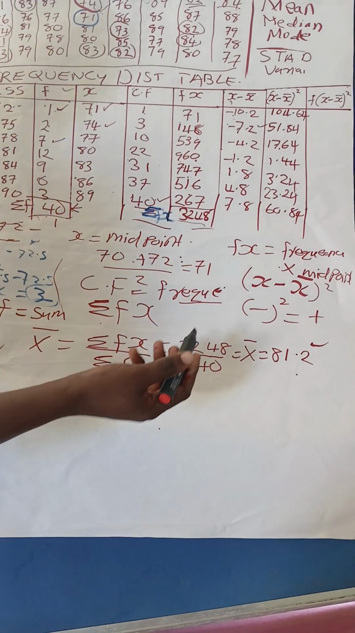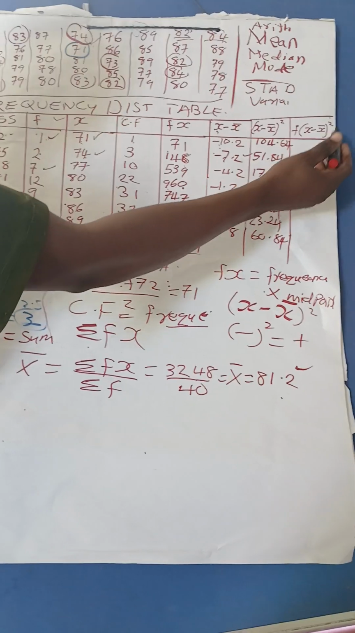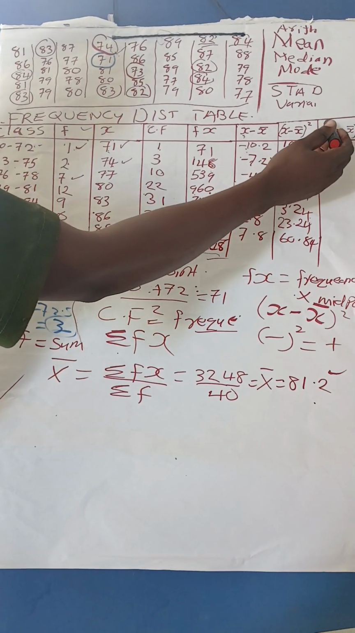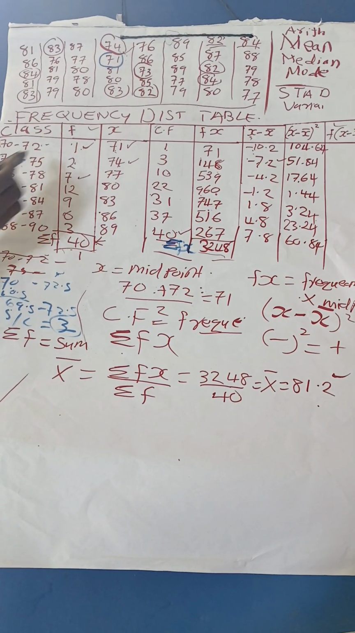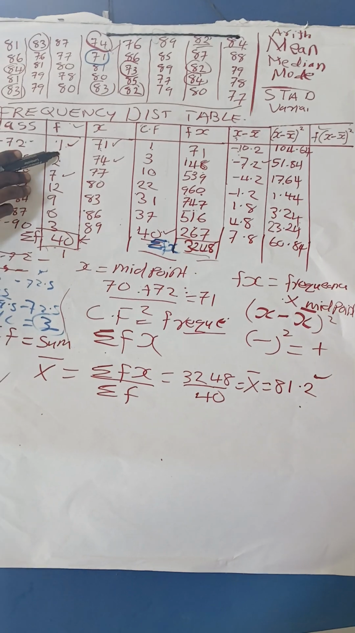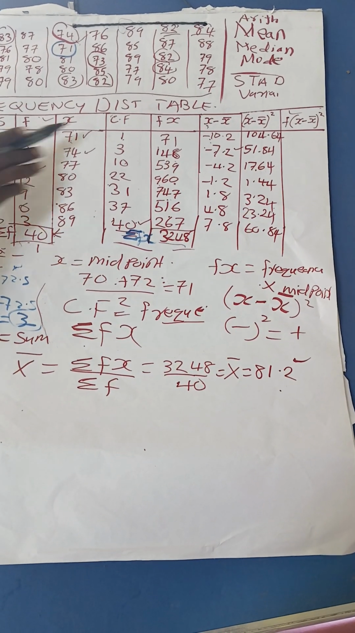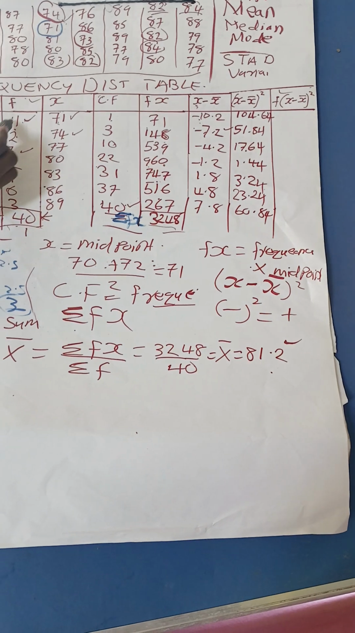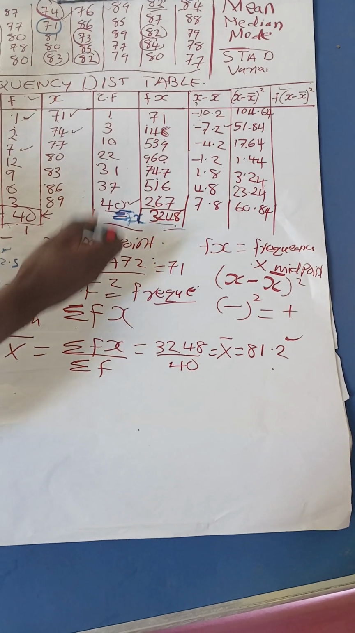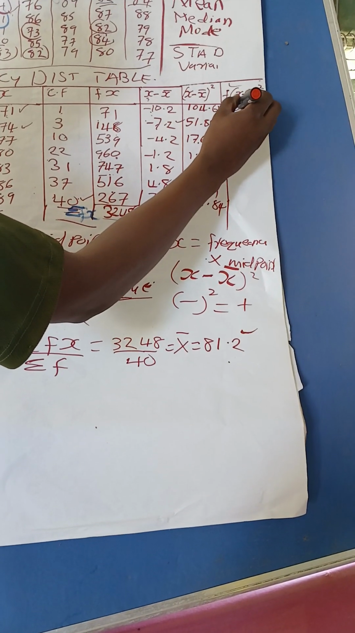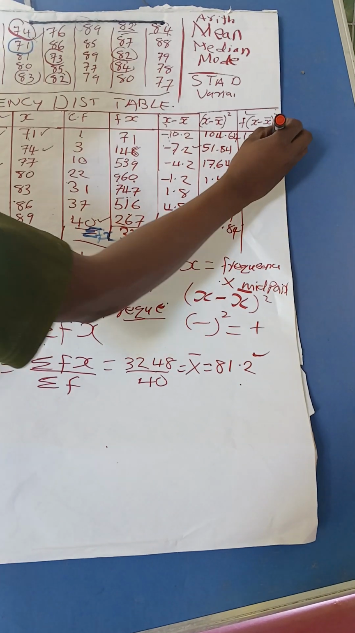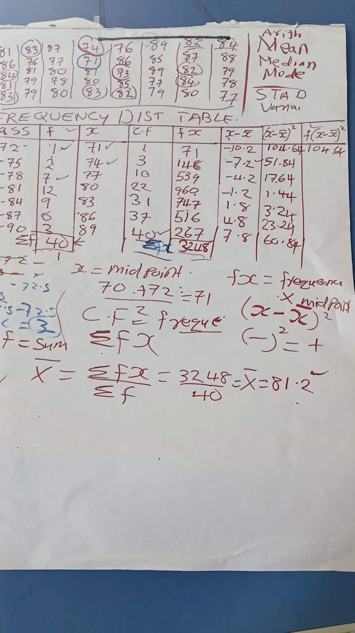The last column is easy. We already have x minus x̄ squared. Then we have f, we have the frequency already here. It is just 1. You multiply f by the last column. So it will be 1 multiplied by 104.04. So we'll have 104.04. That way. Just simple.